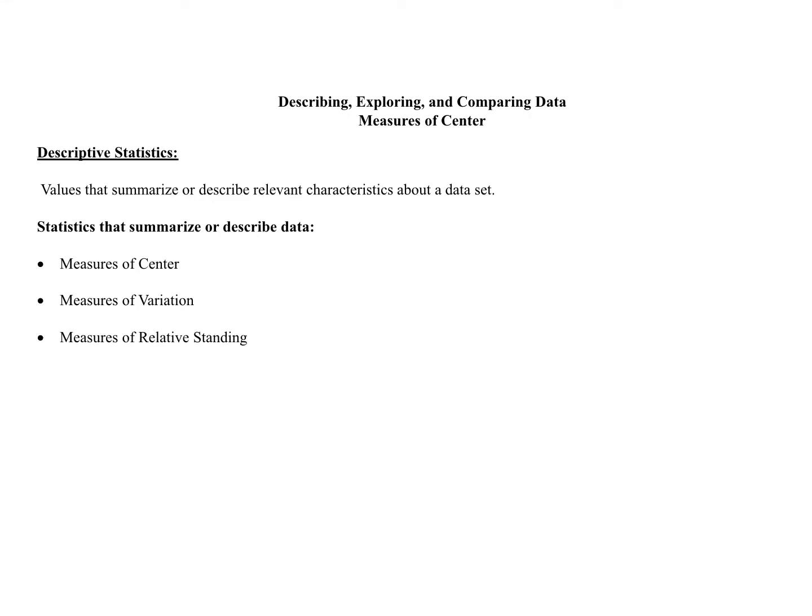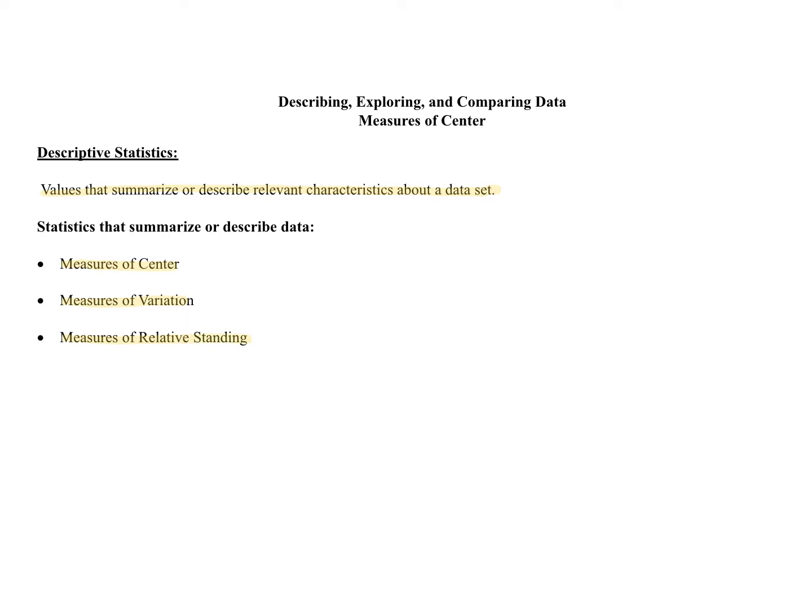After you collect data, specifically numerical data, you want to be able to summarize the data by describing some important characteristics that you notice about your data set. So anytime you use specific values to summarize your data, we call this descriptive statistics. So descriptive statistics are just values that summarize or describe important characteristics about your data. So we're going to focus on looking at different types of statistics that summarize or describe. Specifically, we'll look at measures of center, and then we'll look at measures of variation and measures of relative standing.